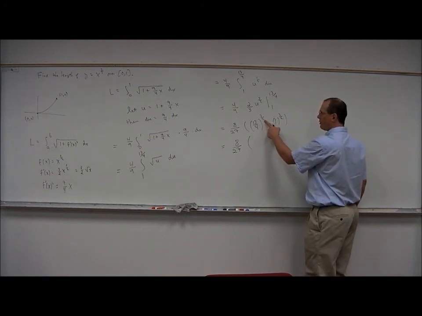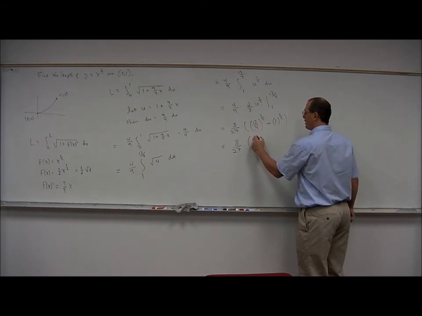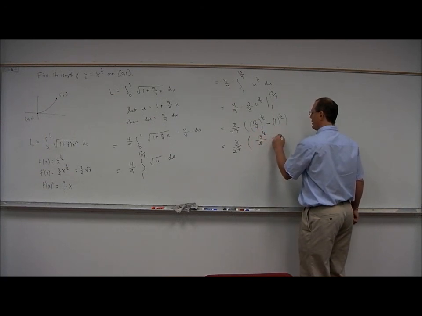4 to the 3/2 we can do, because the square root of 4 is 2, and then cube it is 8. So we have 13 to the 3/2, whatever that might be, divided by 8, and then minus 1.